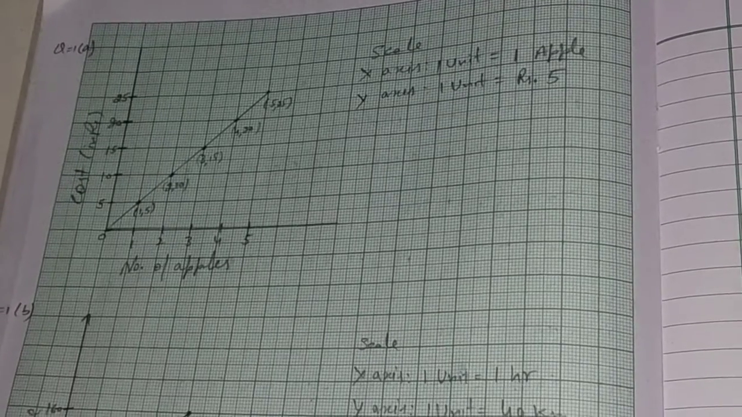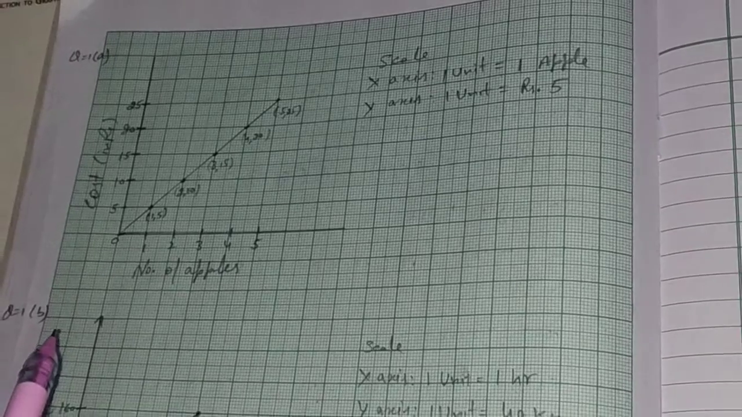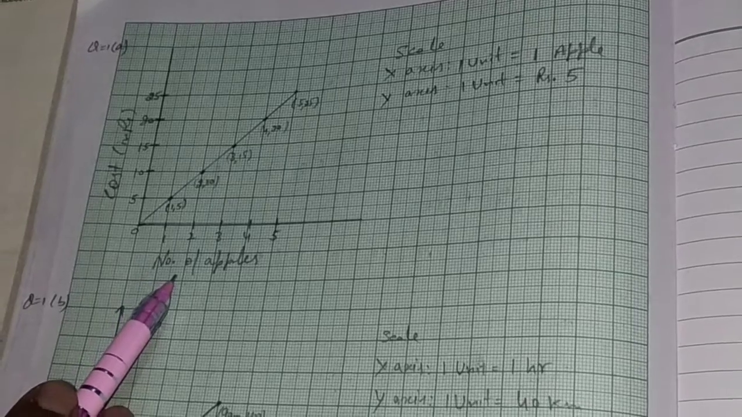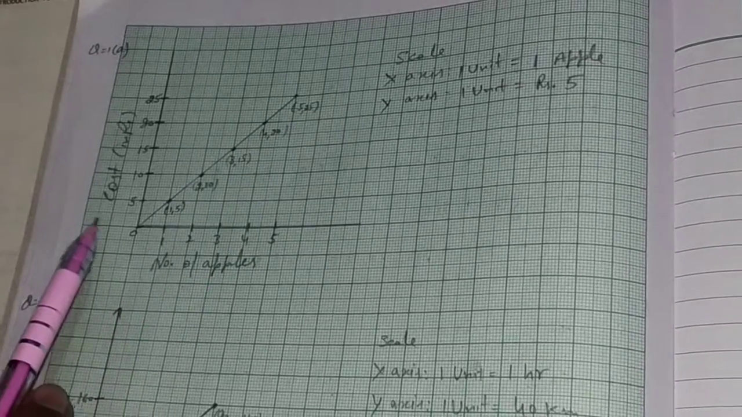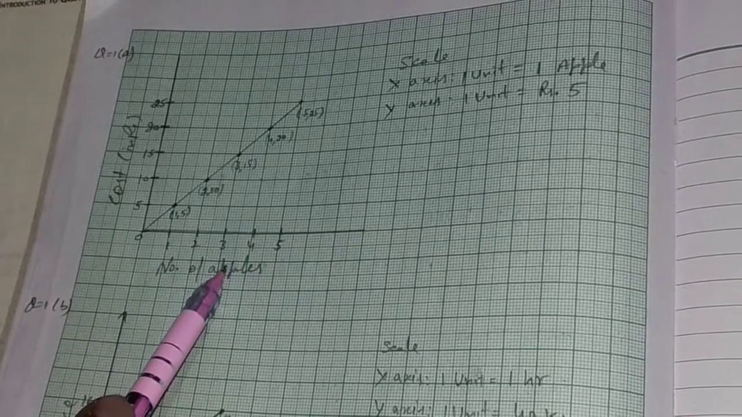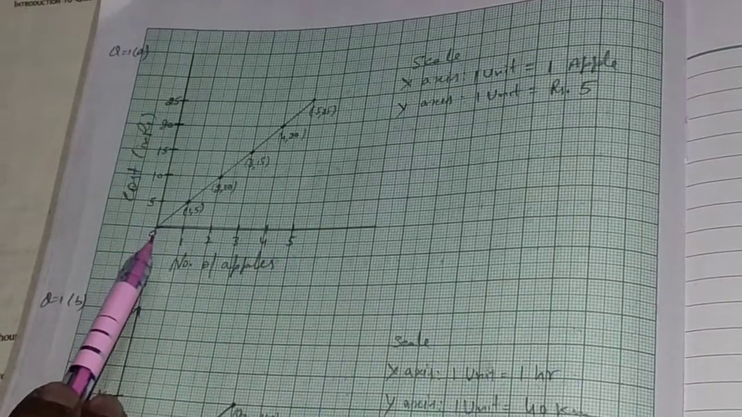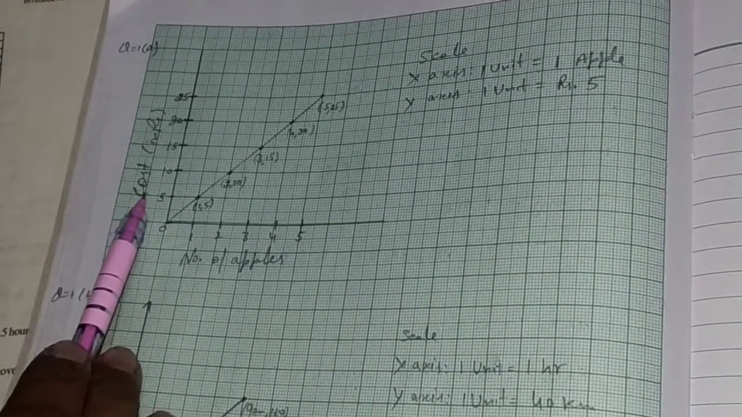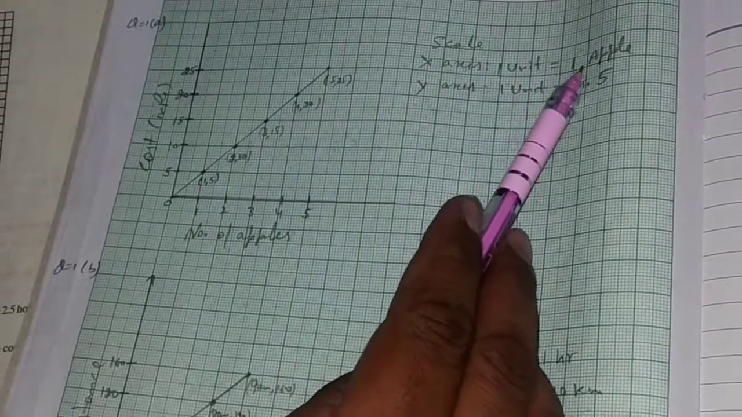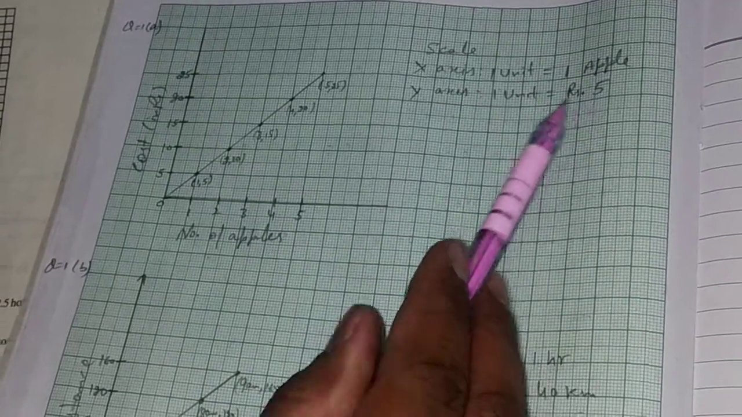Good morning students. Today we will discuss question 1 of exercise 15.3. So this is part A, and you have to draw the graph between the number of apples and their cost. On the x-axis take the number of apples 0, 1, 2, 3, 4, 5 and on the y-axis take the cost of the apples. So scale: on the x-axis 1 unit is equal to 1 apple and on the y-axis 1 unit is equal to rupees 5.